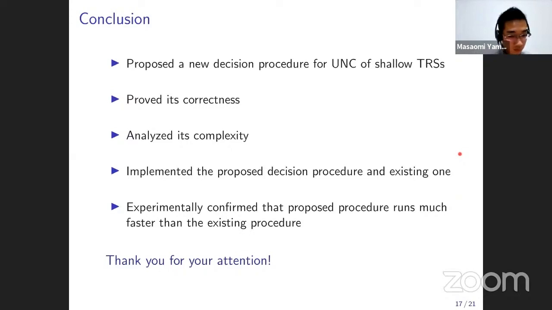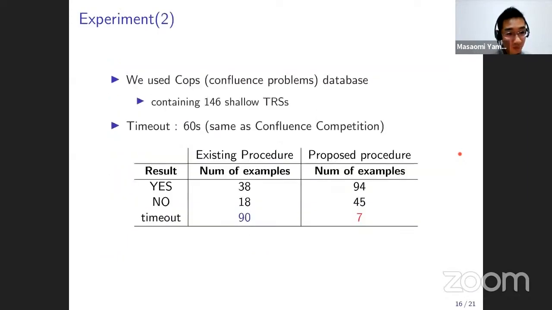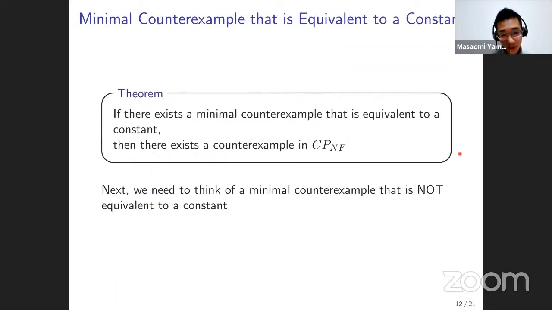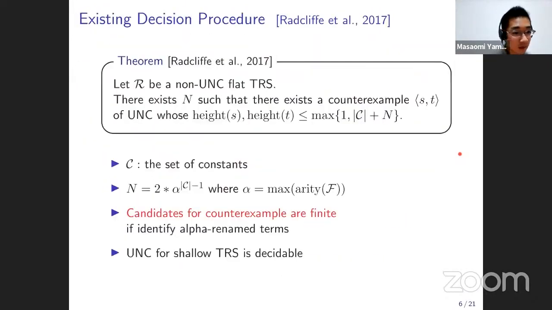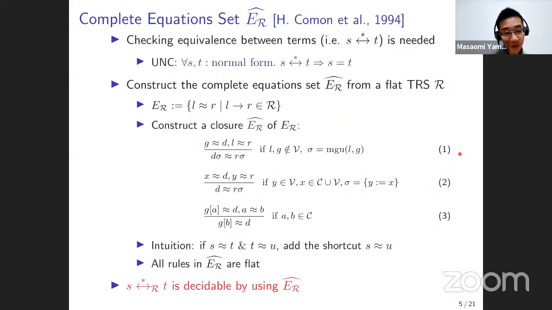Or whether shallowness is a really important thing in this whole... Yes, I think that this shallowness is very important because if the TRS is not shallow, then we cannot use complete equations at ER hat. And our procedure is based on this ER hat, so I cannot extend this. And whether this cannot be extended in principle, I don't know. I have the feeling that maybe it's possible for linear, but not shallow. But I'm sure you've looked into it more than I have. I have.